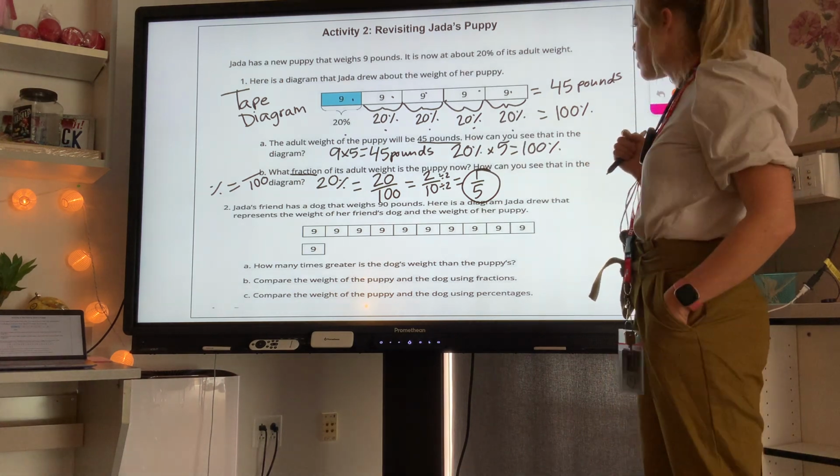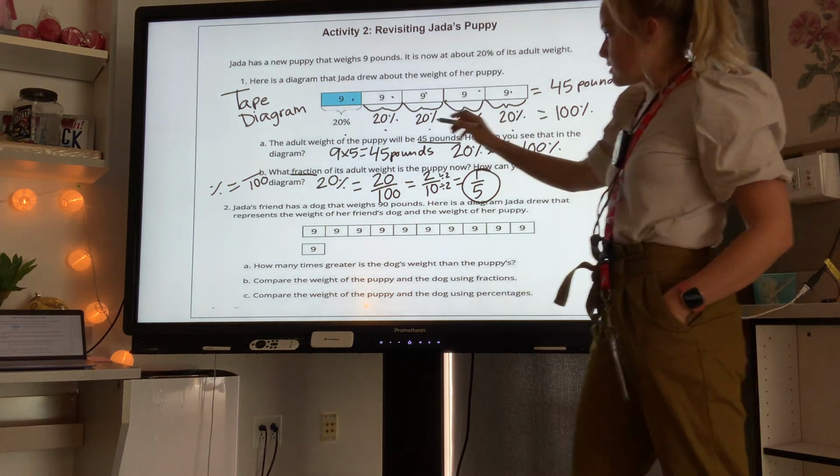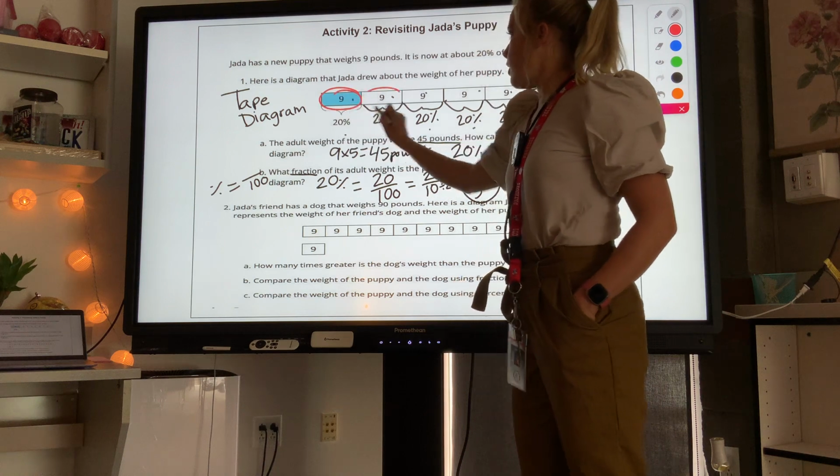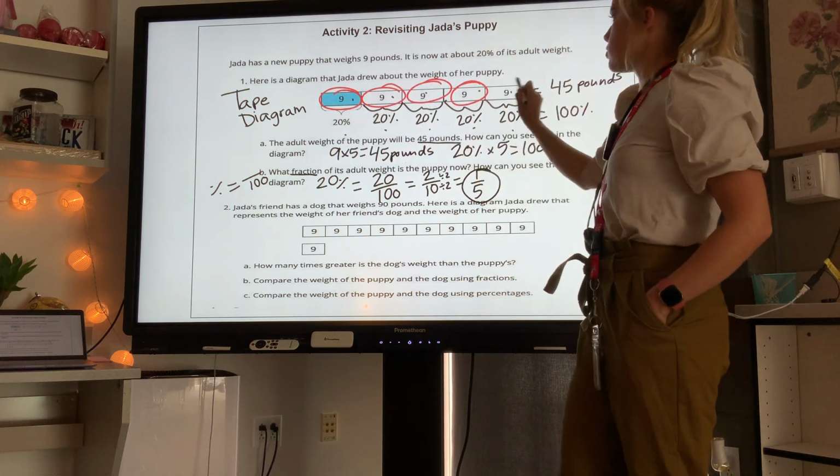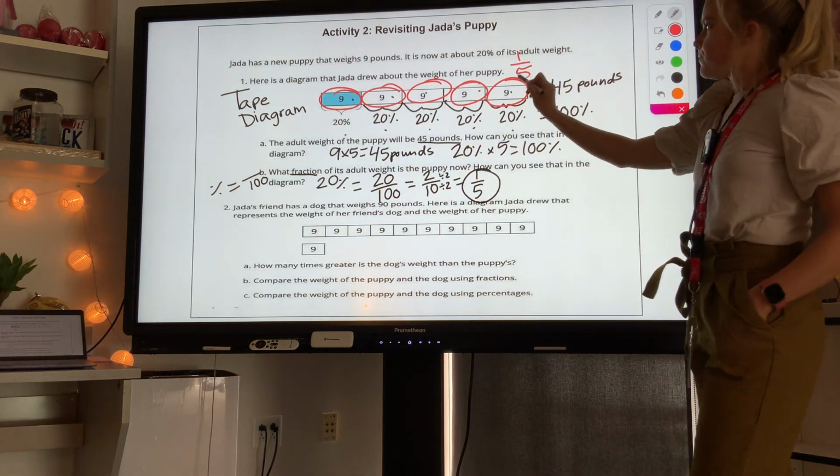So those are all different ways. And also I can see this here because it's 1 out of my 5 nines. 1 out of 5.